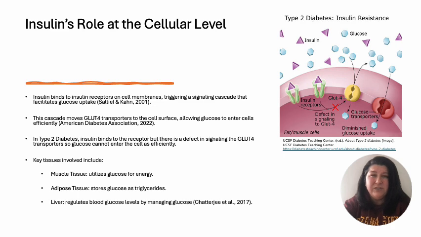Because glucose can't enter the cell, there's additional sugar in the blood, which is why we would say people with diabetes have high blood sugar. Key tissues that are involved in this process are muscle, adipose, and liver.